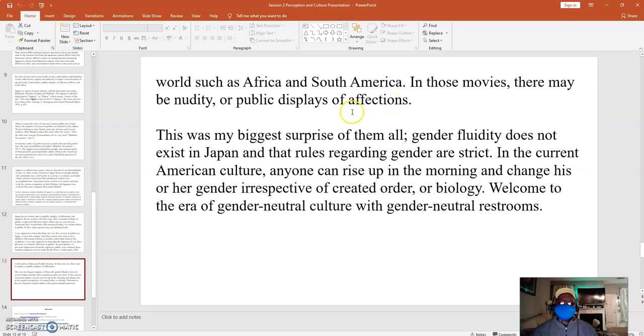And in conclusion, this was my biggest surprise of them all: gender fluidity. I mean, in America, you can get up in the morning and say you're a man, even though you were born a woman. You can get up in the morning and say today you're a man, and that does not exist in Japan. Gender rules are strict. So in the current American society and culture that we're living in now, anyone can rise up in the morning and change his or her gender, irrespective of the created order or biology. And finally, welcome to the era of gender-neutral culture with gender-neutral restrooms.